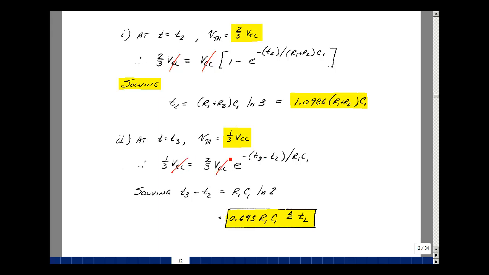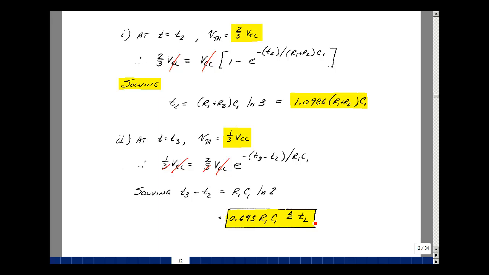Again, the VCC's cancel. Here the 3's cancel. If I leave the 2 here and put this on the other side of the equation, I get an e to the plus. Take the natural log of both sides. So I get the natural log of 2 and cross multiplying by R1C1. So the interval of T3 minus T2 is equal to the natural log of 2, which is about 0.693 times R1C1. I'm going to call that time T sub L. That's the time that we're low when we reach steady state.